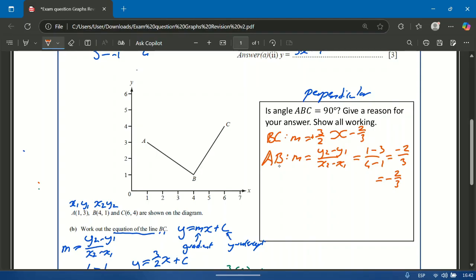But the real reason is here: whenever you multiply the gradients of two perpendicular lines together, 3/2 times minus 2/3, you can put the minus at the top again, we should always get minus 1. So 3 times minus 2 is minus 6. 2 times 3 is 6. Minus 6 divided by 6 is minus 1. So therefore, it is 90 degrees, because the two gradients together give you minus 1.